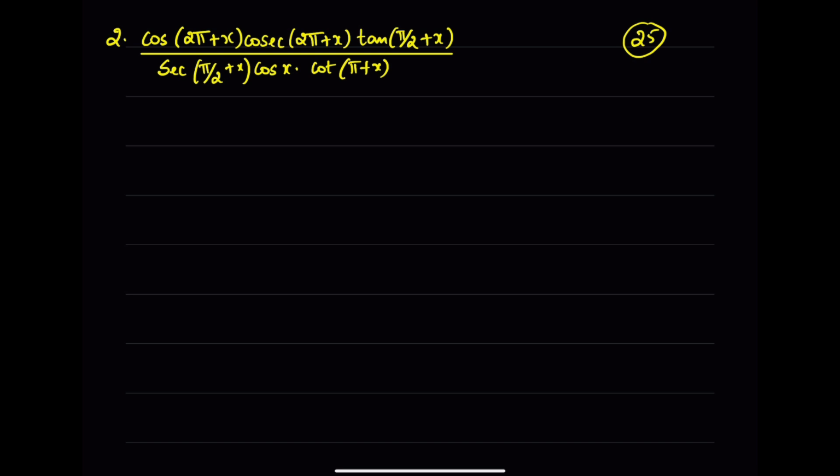Now let's start this problem. We know that cos of 2pi + x will be a first quadrant value. So this will be cos x.